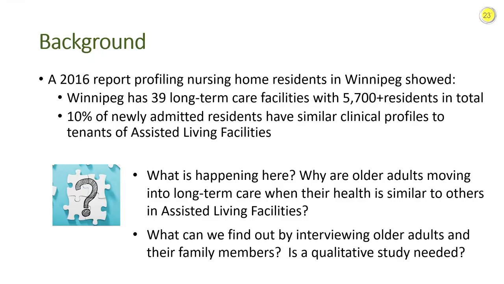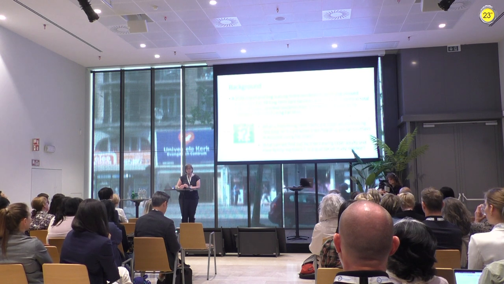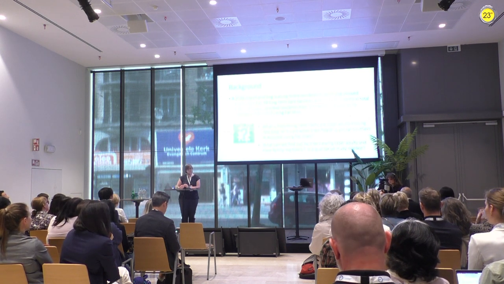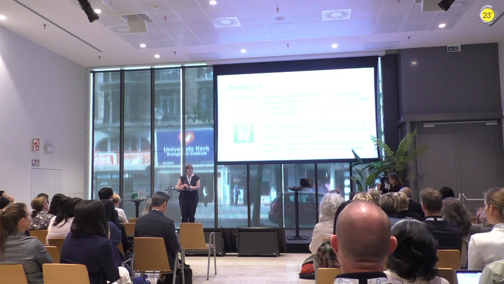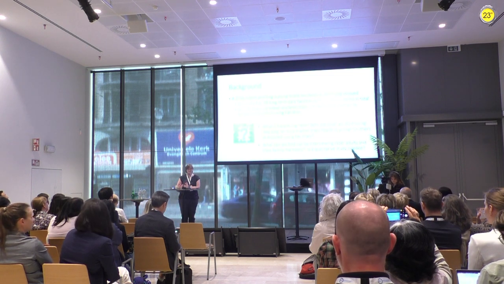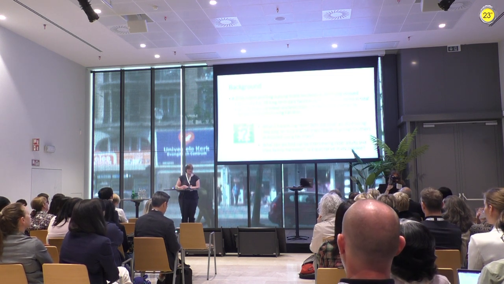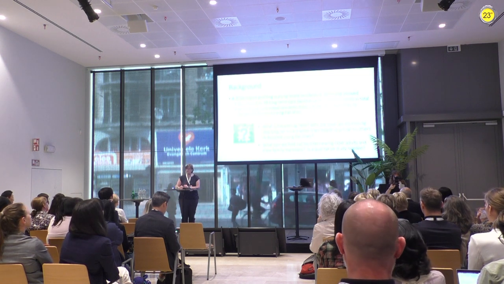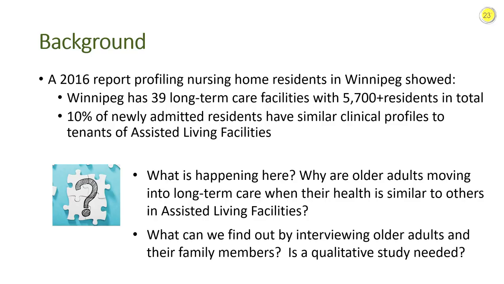The reason we did this study was from this background work. In 2016, colleagues of mine did a research study and filed a report on long-term care nursing home residents in Winnipeg that showed that 10% of people newly admitted to nursing homes had very similar clinical profiles to tenants of assisted living facilities. So what's happening here? Why are people living in the highest level of care facility besides the hospital, when their health is very similar to people who are living independently? What could we find out about this? And we decided it needed to be done through interviews to gather data that we couldn't find otherwise.